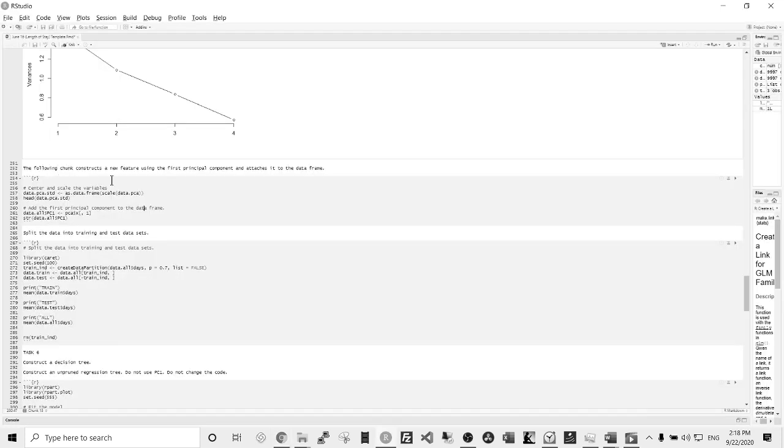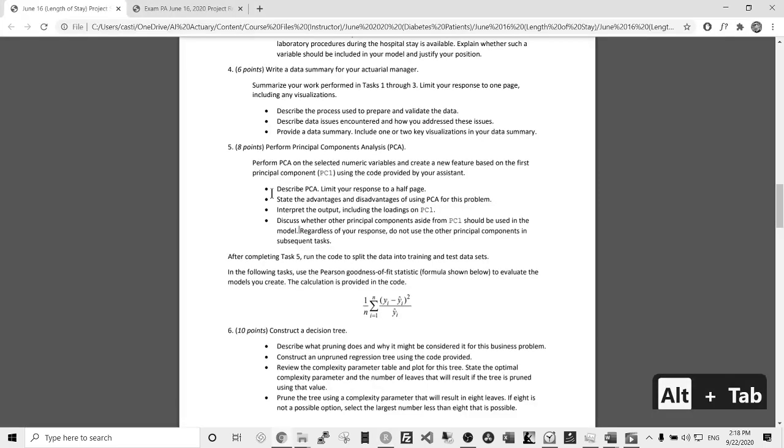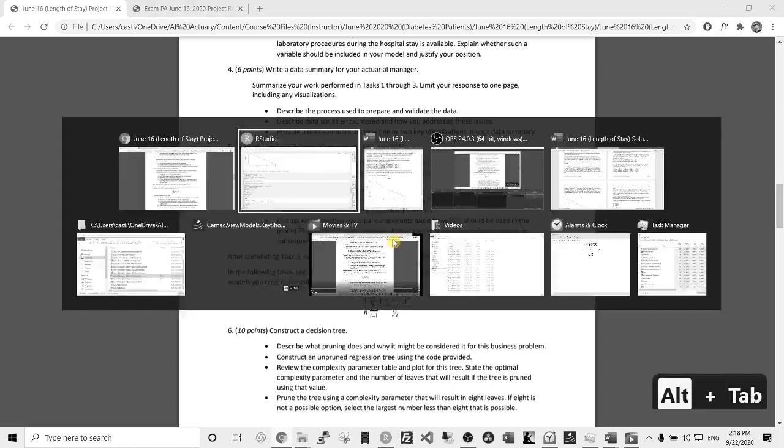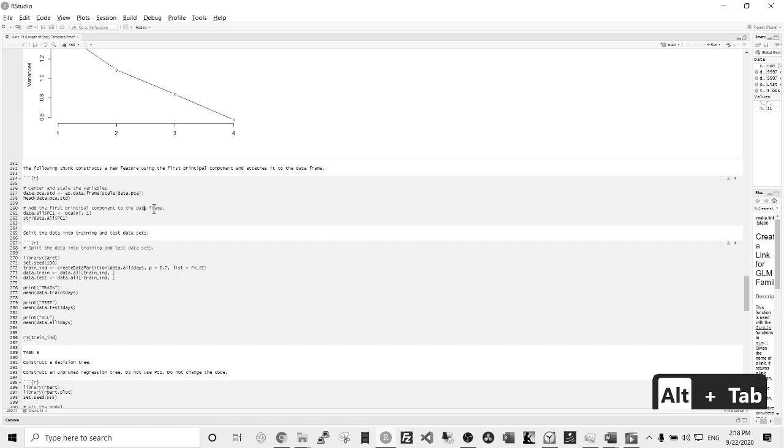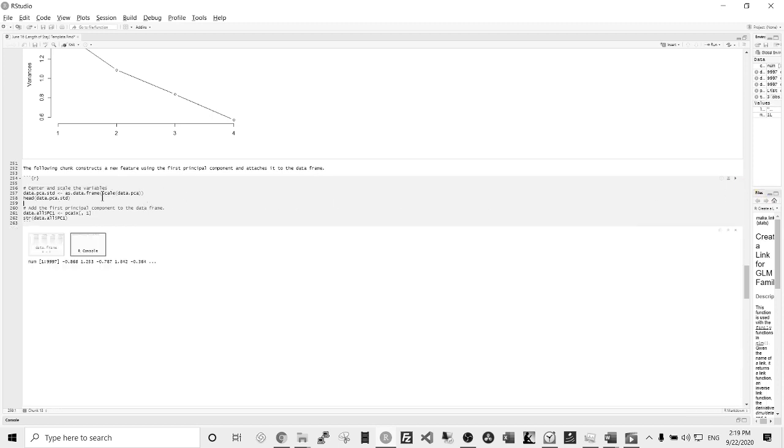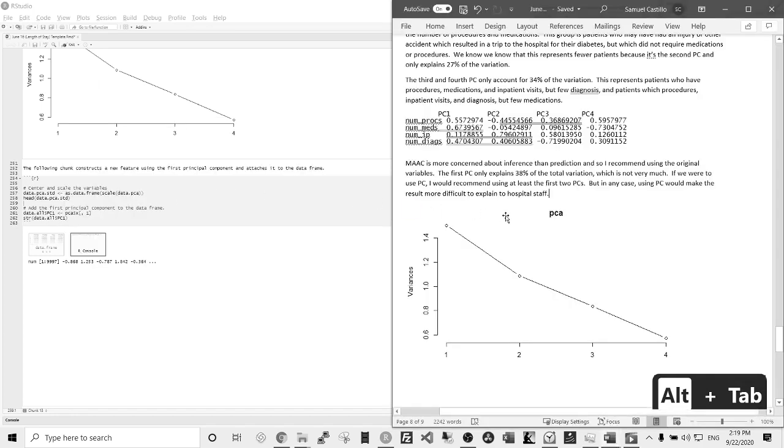And this says, the following chunk instructs a new feature using the first principal component and attached it to the data frame. Because they say, regardless of your response, do not use the other principal components in subsequent tasks. Okay, so we're only supposed to add PC1, and that's what this does. It also centers and scales the variable. It may be worth explaining what centering and scaling is doing.